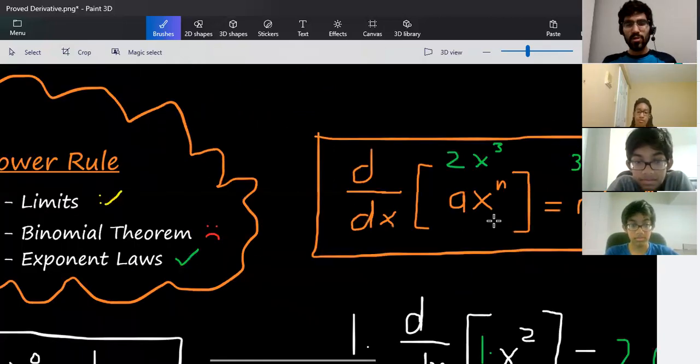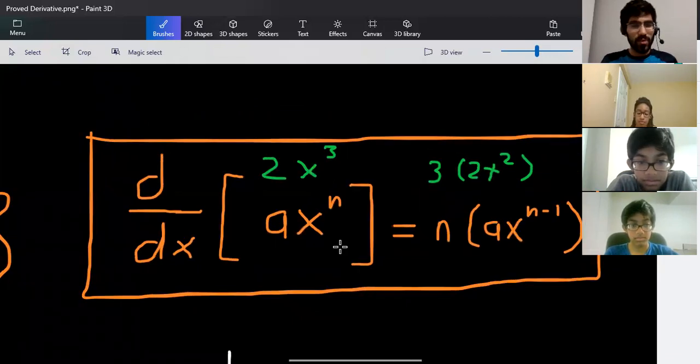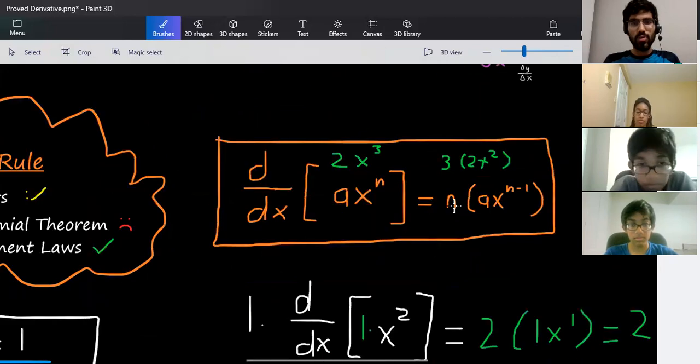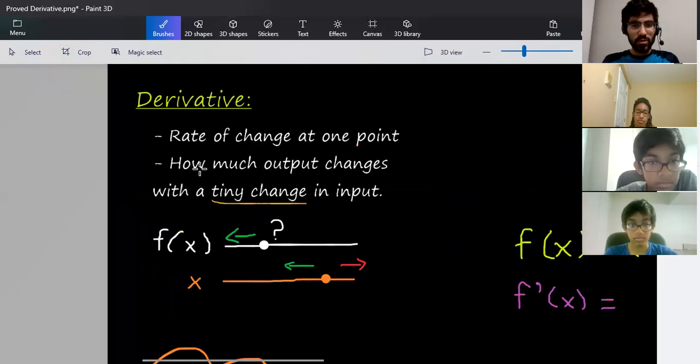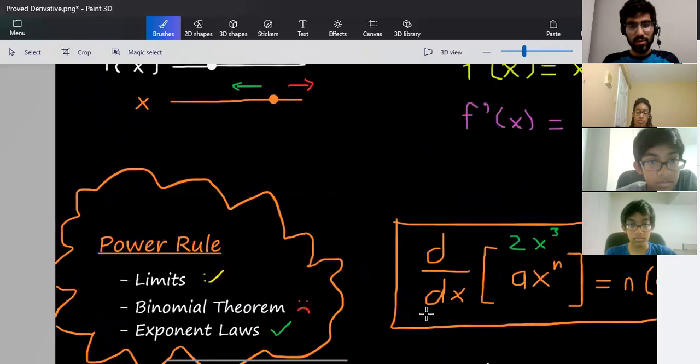So this is the rule you need if you want to follow along with AI proofs. If you want to do Coursera courses, then you will need this. He will say the same thing. If you don't want to learn it, it's fine. Don't worry about it. The key concept is just this thing: how much output changes with a tiny change in input.